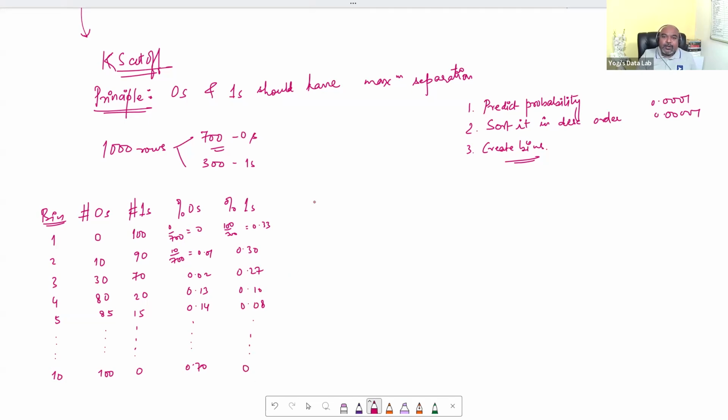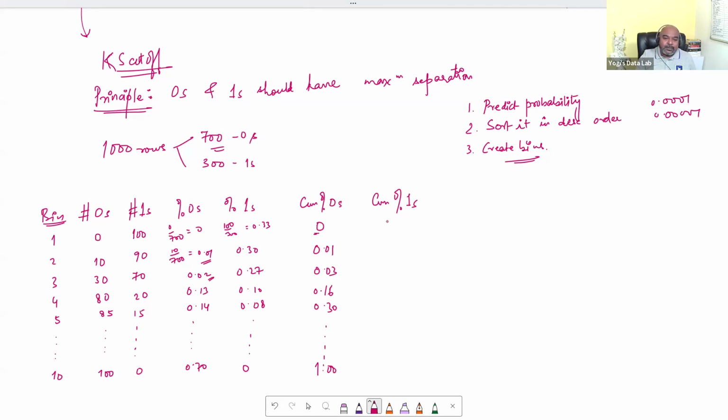Now I'll calculate the cumulative percentage of zeros and the cumulative percentage of ones. So this is 0. So the first term is 0. Then 0 plus 0.01 is 0.01. 0.01 plus 0.02 is 0.03. Then you have 0.16. Then you have 0.30. And likewise, it will become 100% because it is cumulative percentage.